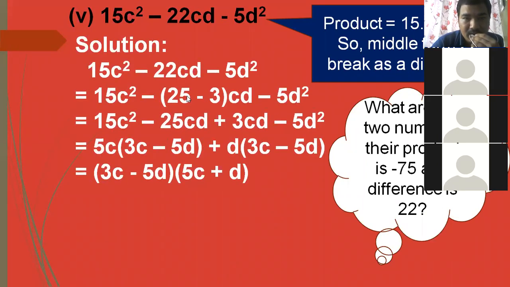25 minus 3, because 25 minus 3 means minus 75. When you multiply 25 and minus 3, you will get minus 75, and 25 minus 3 will become 22. When you remove the bracket, you have to take care about this sign. Look here, this minus and this minus inside the bracket, these two signs should be multiplied, and it will be plus here. Clear, children?